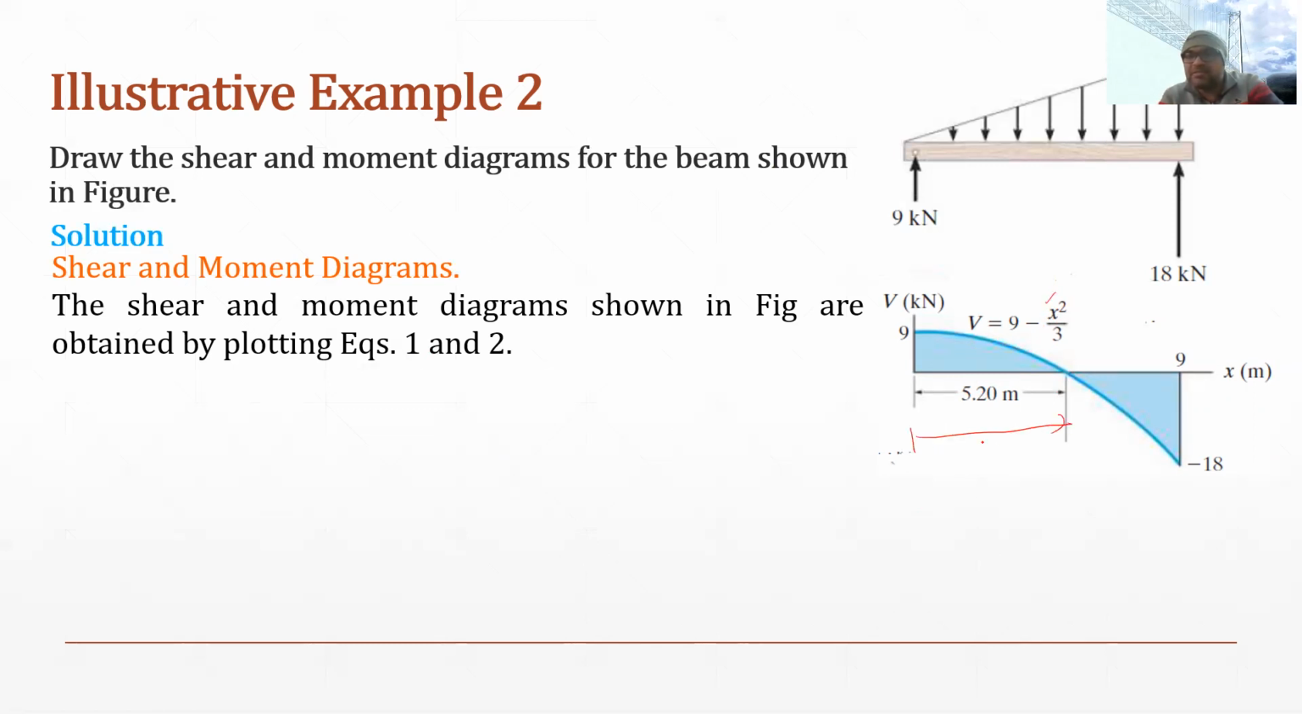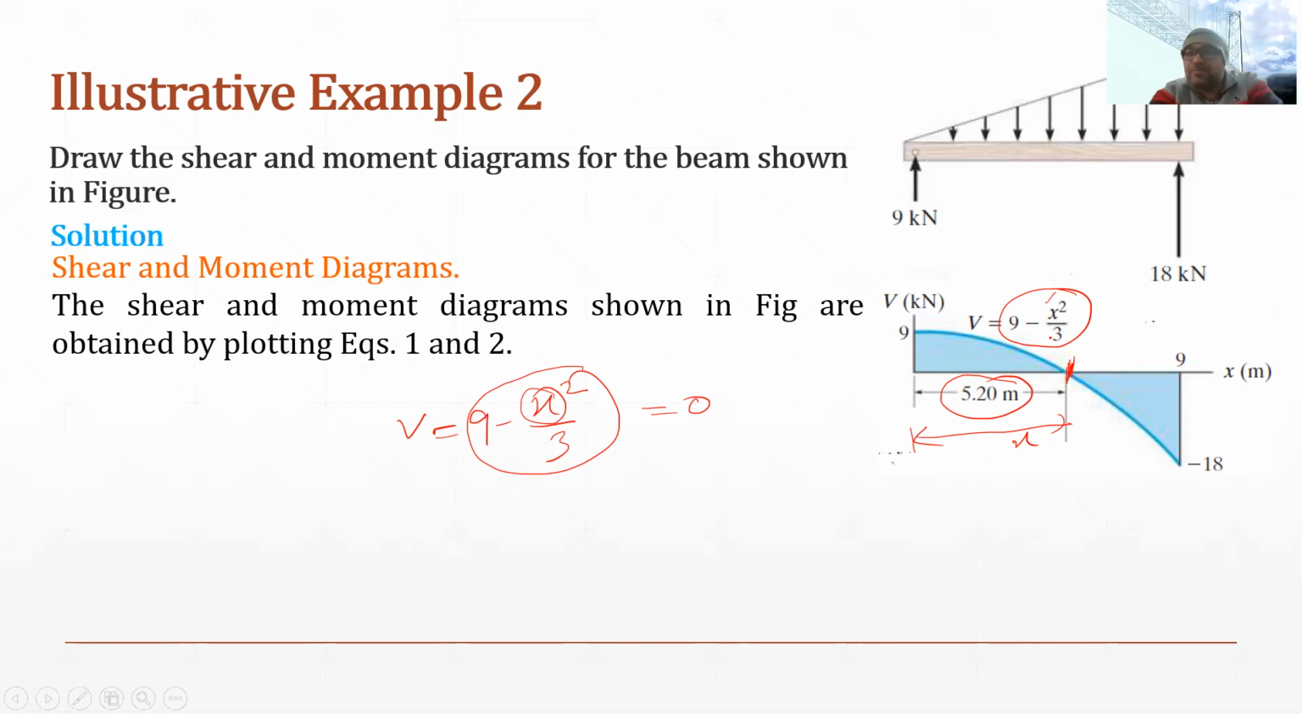Say this is x, and we already know the equation of this curve, which is v is equal to 9 minus x squared by 3. Now we know at this point shear force is 0. So if we equate this value with 0, we will get the value of x, and that value of x will be 5.2 in this case. This is how we get the value where shear force changes sign.